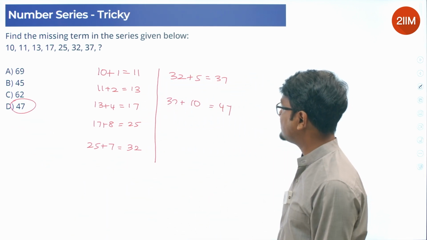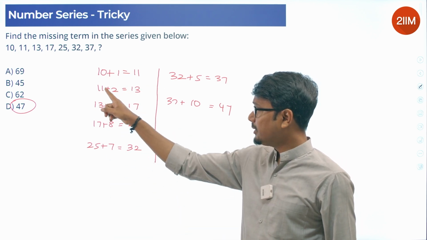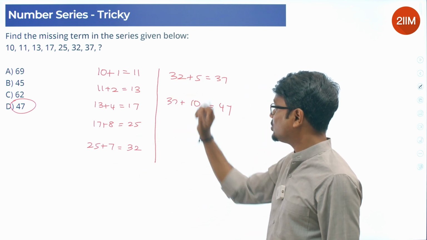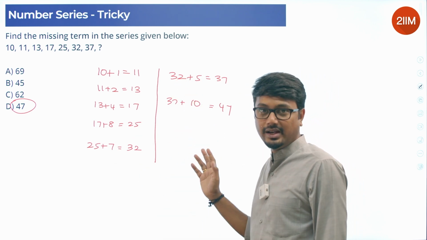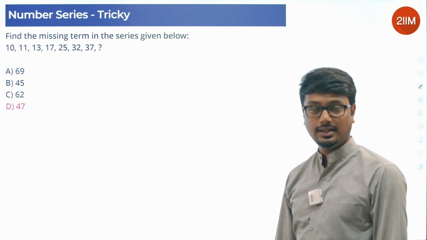Or we can think in a similar way as well. 1 plus 0 is 1. 1 plus 1 is 2. 1 plus 3 is 4. 1 plus 7 is 8. 2 plus 5 is 7. 3 plus 2 is 5, 3 plus 7 should be 10. Either way we are getting the same answer. The answer is 47. We shall check it out. Yep. That's the right answer.